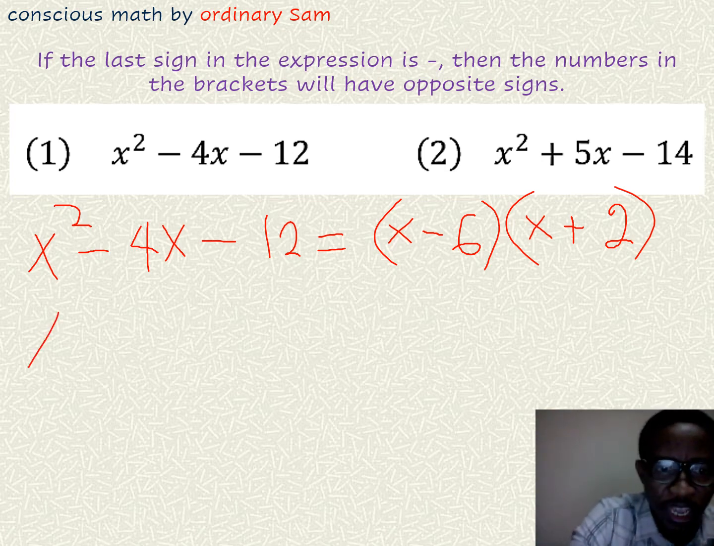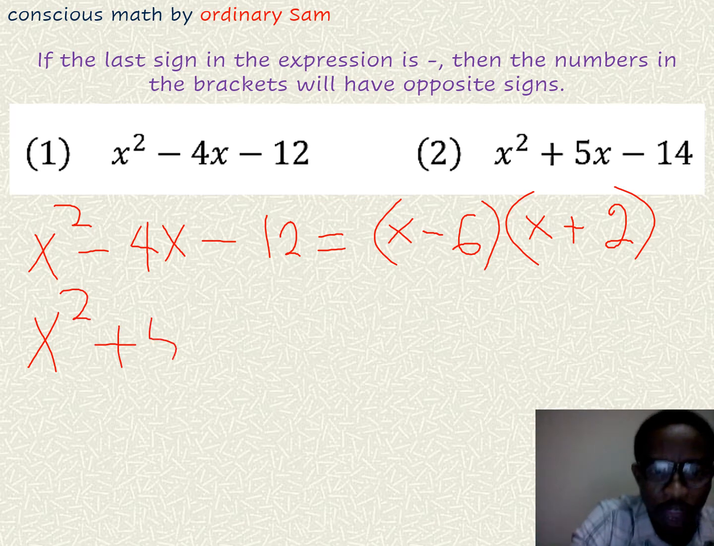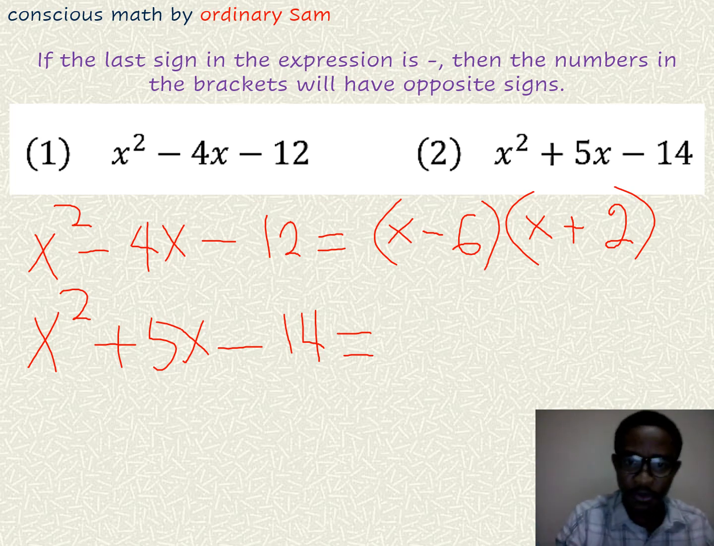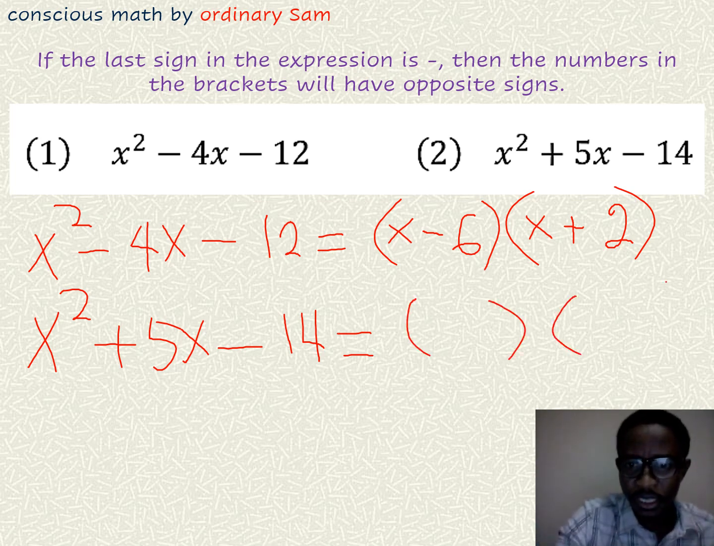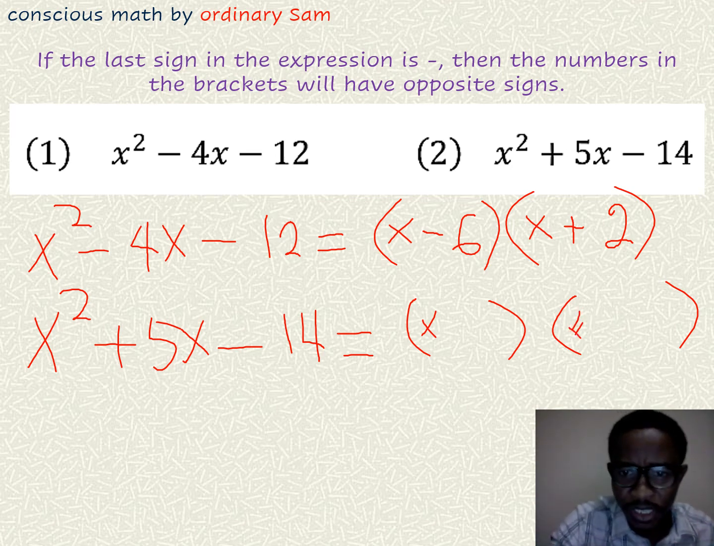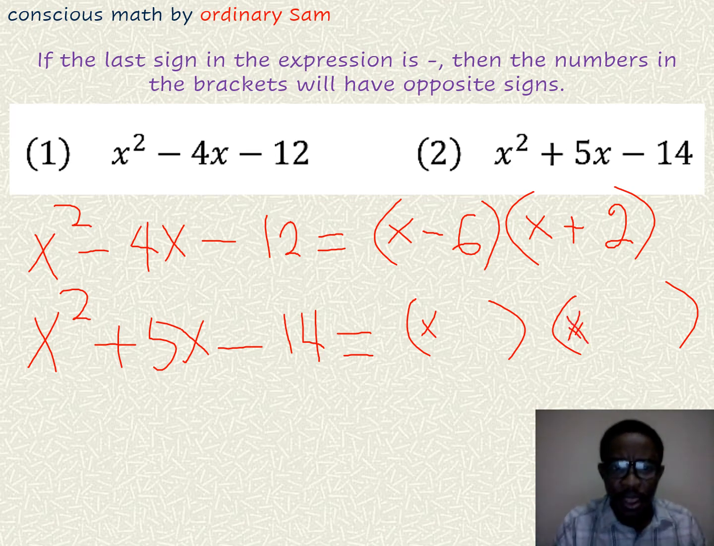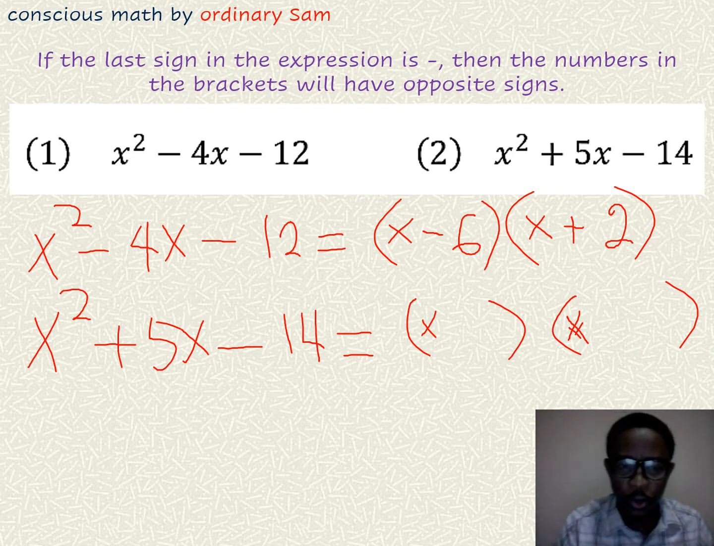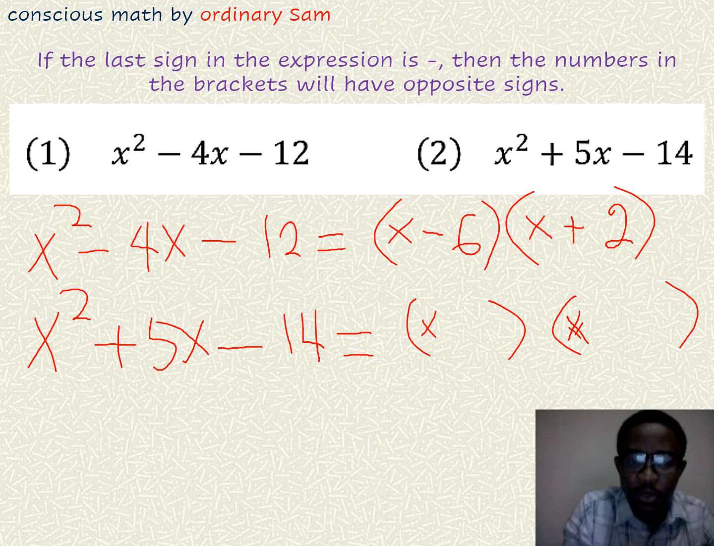Finally, x squared plus 5x minus 14. Again, the last term is a negative sign. So I have this bracket like that. So I keep my variable x and x. Because it's a negative sign, the two brackets will have opposite signs, but I will start with the sign of the middle term. This time it is a plus, so I have a plus and a minus.